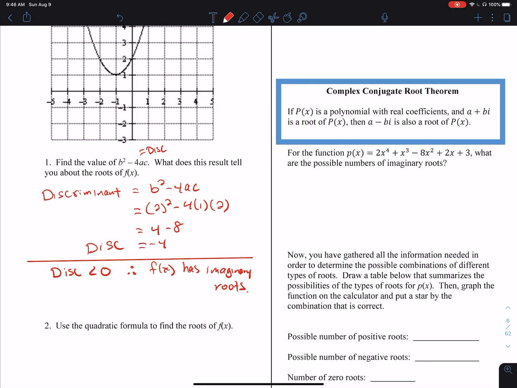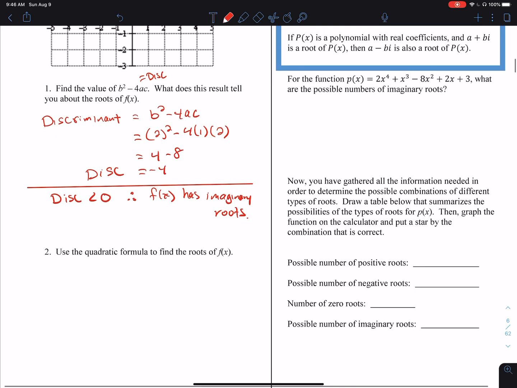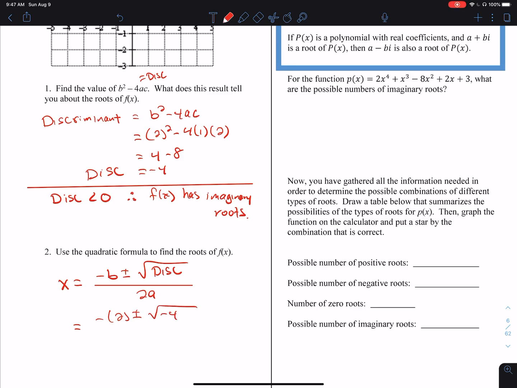Now I'm going to show you why, in case you don't remember, that means there are going to be imaginary roots. And that's by using the quadratic formula. The quadratic formula, which is an equation, is x equals, x being the roots, negative b plus or minus the square root of the discriminant, which is b squared minus 4ac, over 2a. b is 2. The discriminant was negative 4. A was 1.